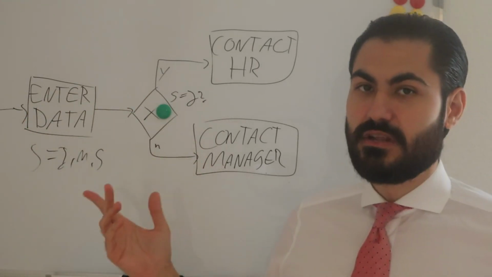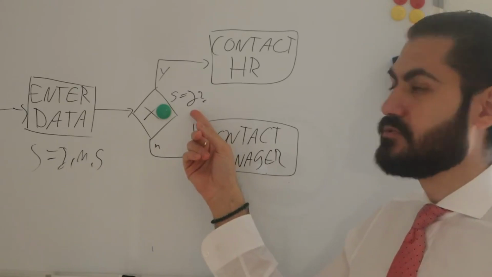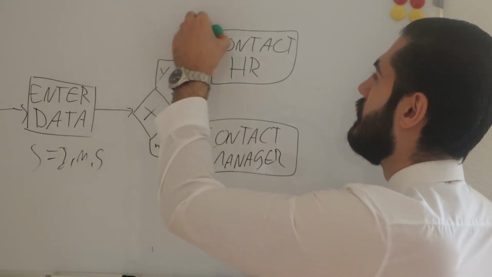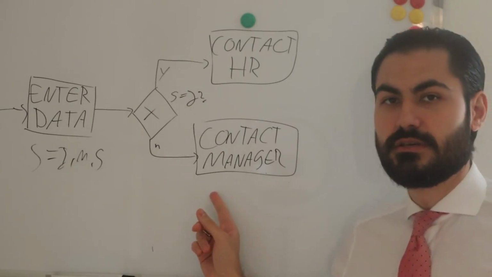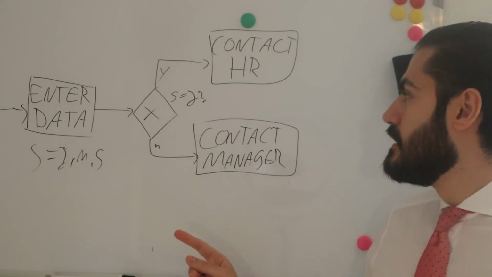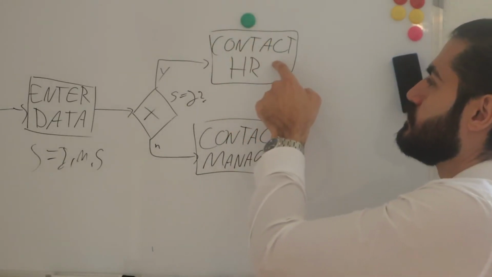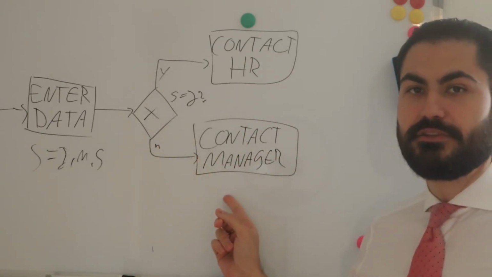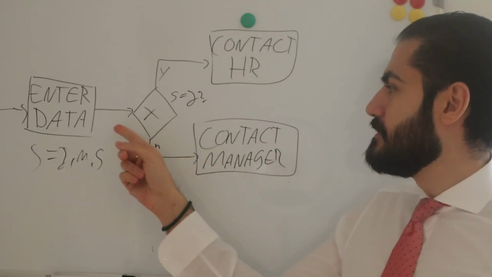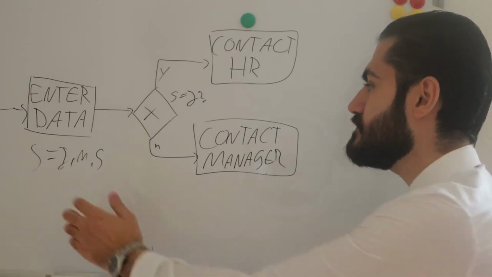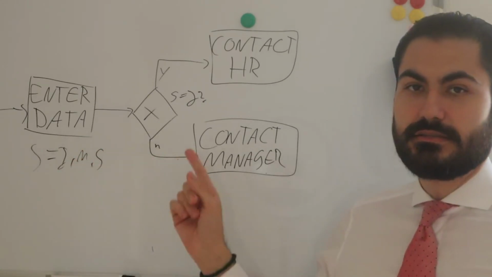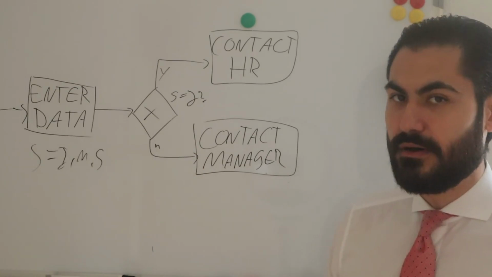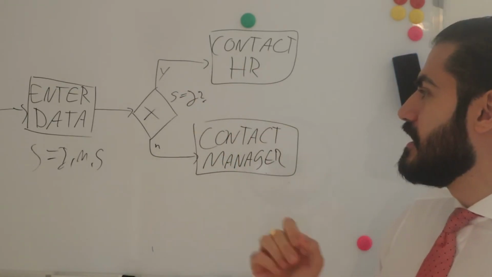Is it S or is it not? The seniority. Excuse me, is it J or not? And if it is, we go up here and we do not go down here. So up here it would say contact HR, and if no, we contact the manager, right? So instantly, based on the data entered here, this either-or gateway is routing us which way, and only one way is possible. All right, that's the either-or.